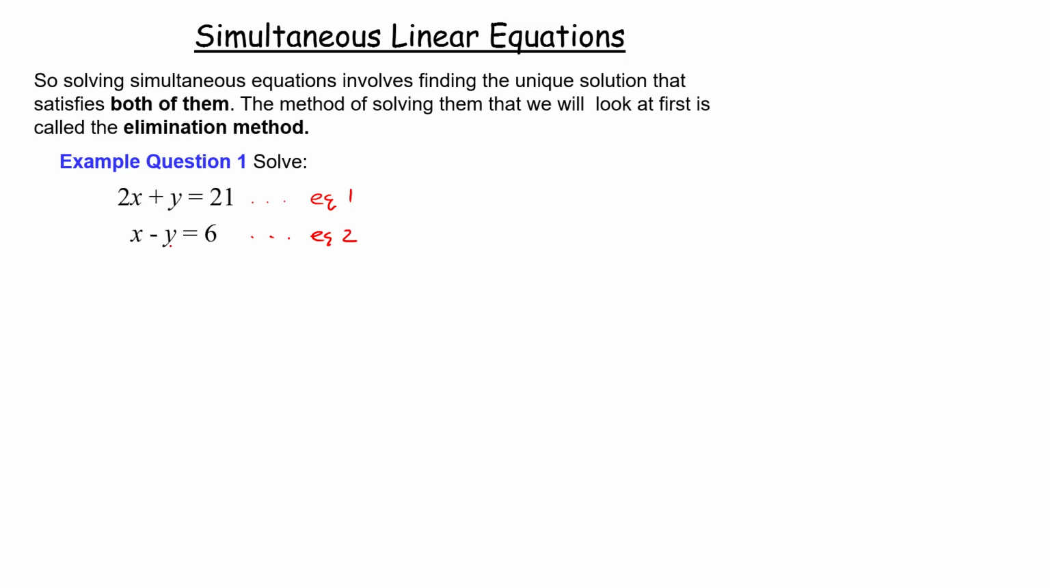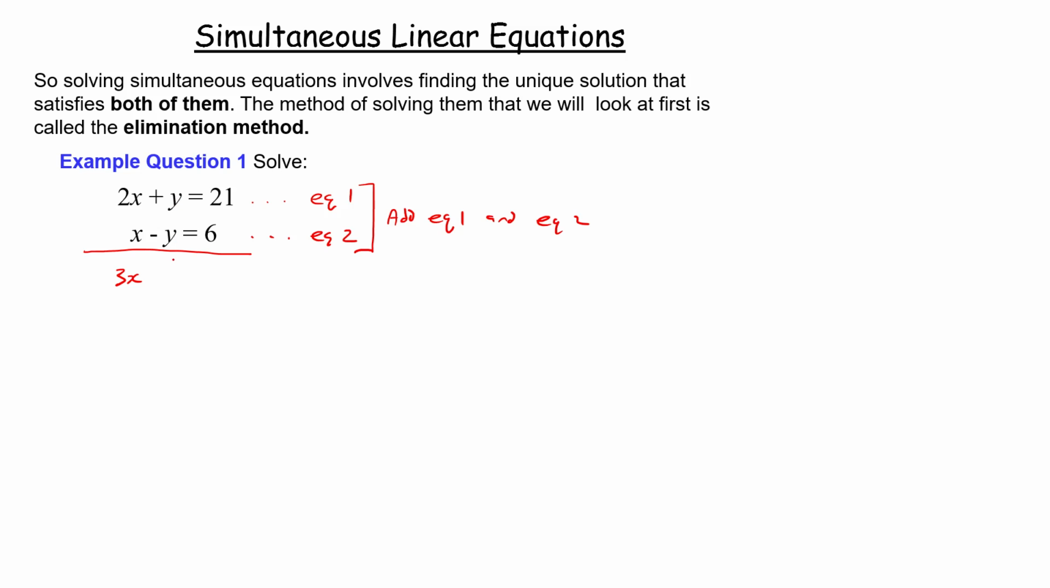Okay, now I've got two variables, x and y. I need to get rid of one. So I need to either add or subtract, because I can see I've got one y here and one y here. Subtracting won't help me, because y minus minus y makes y plus y. So this time I'm going to add equation 1 and equation 2. So I'm going to add them. 2x plus x gives me 3x.